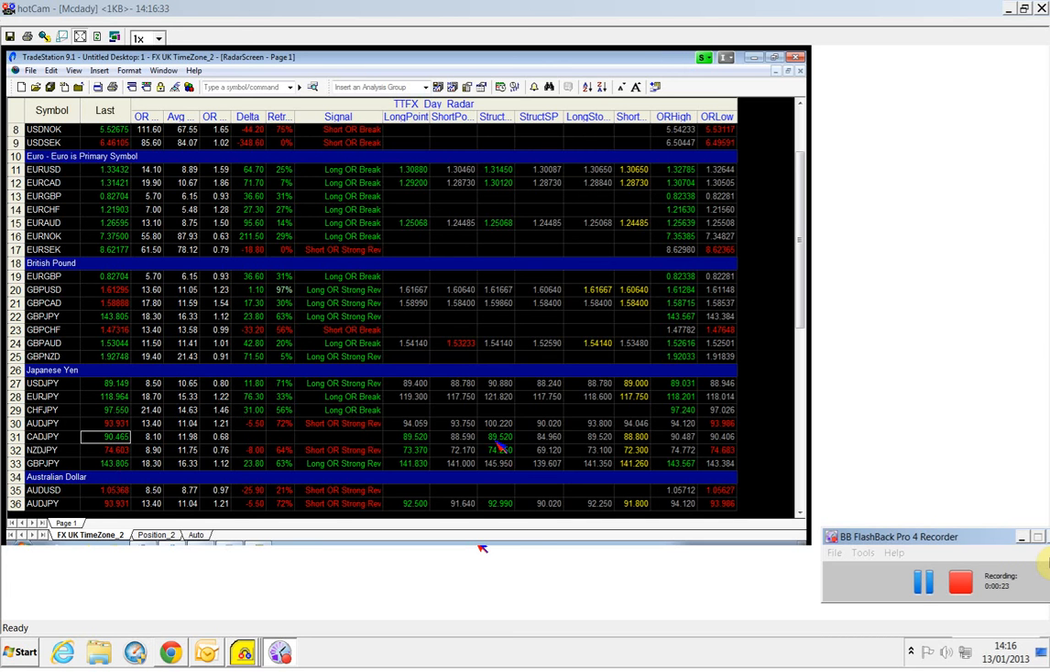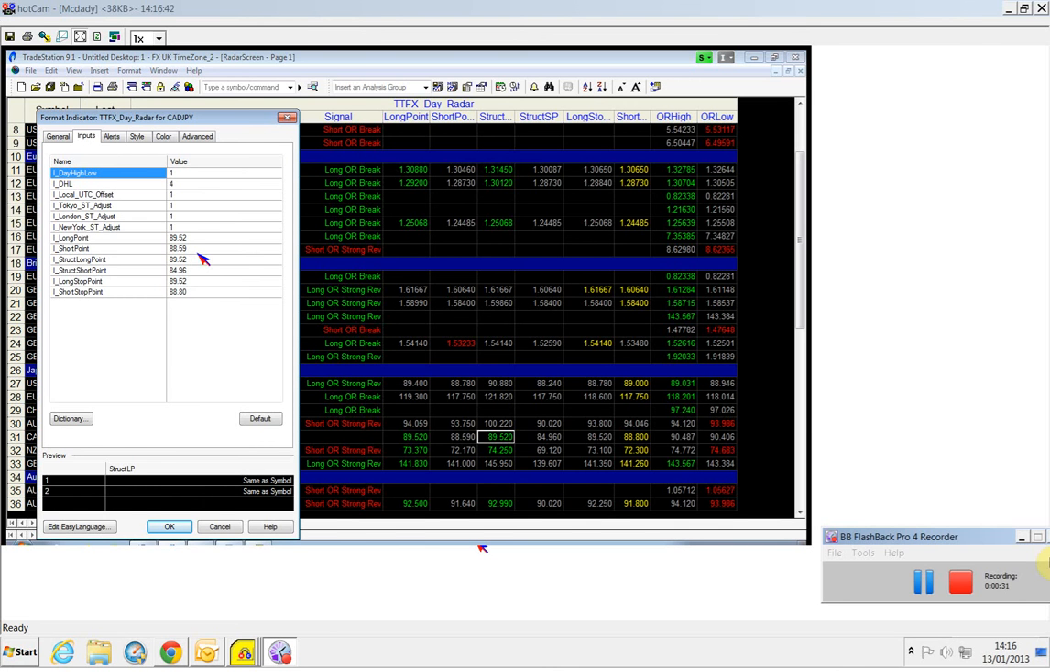So if my structure long point was 89.52, this will become my structure short point. That's as easy as it gets, where my structure short point is going to be 89.52, because now they're going to reverse roles.